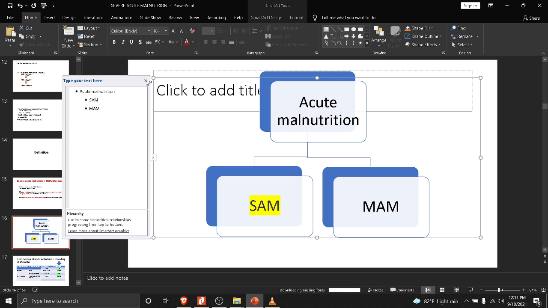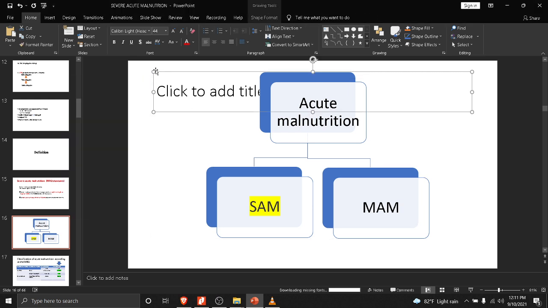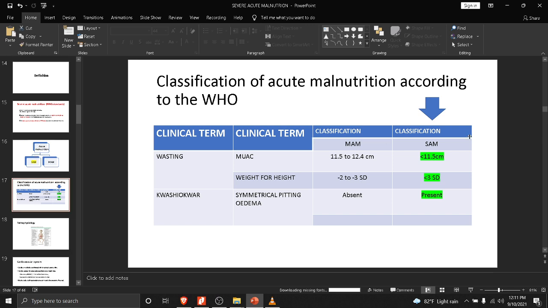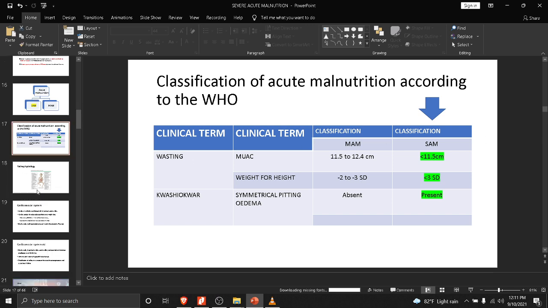So this is the classification as I mentioned earlier. The wasting, which is also called marasmus, has all three features: reduced mid-upper arm circumference, less than 11.5 centimeters, and weight for height below minus 3. If either one of the two is present, it is taken as severe acute malnutrition. In the other form, the child has pitting edema, which is absent in pure wasting.